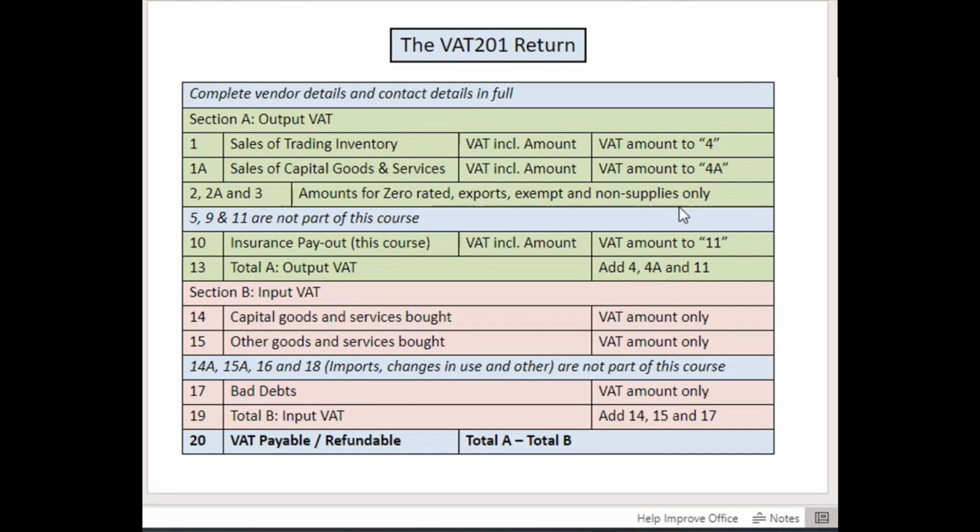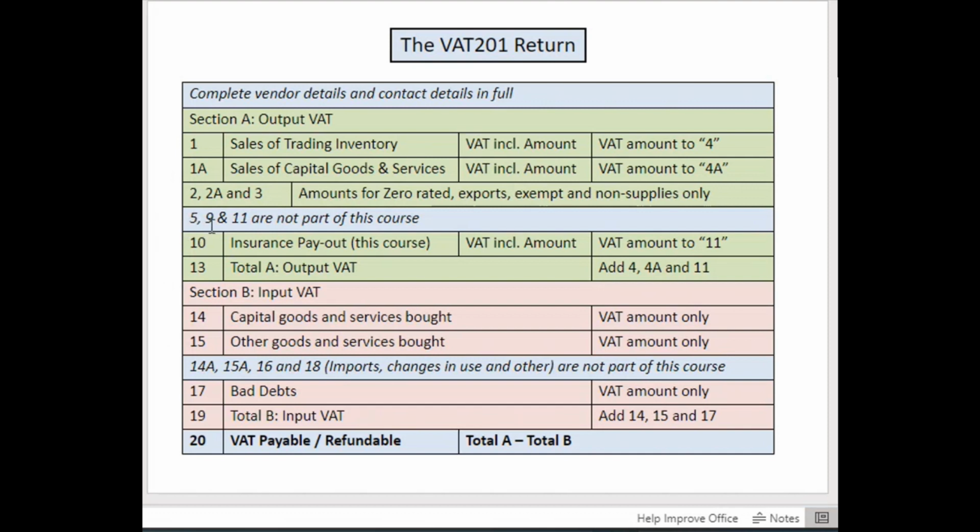That is why when I did it with you last week, I said to you, you identify your VAT category. Is it input or output? And then you write all of them down. And then you indicate why you had a zero in some cases. Because when you fill in the 201 return, you still have to put those amounts. There's no VAT, but you have to put those amounts for zero rated in 2, the amounts for exports in 2A, and the amounts for exempt and non-supplies in 3.